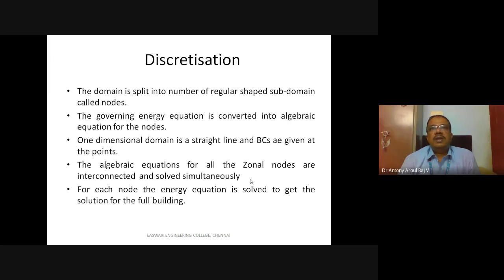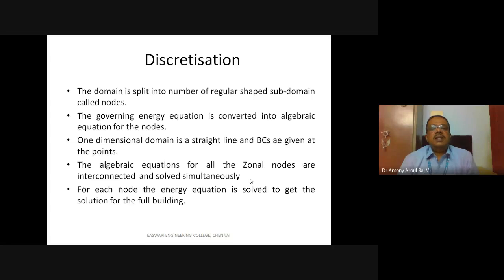So each wall, and its subcomponents such as glass and doors and the construction, is converted into a one-dimensional problem. It is divided into a number of nodes. For each node, we are converting the governing differential equation into an algebraic equation, and we are solving that series of algebraic equations and getting the solutions.